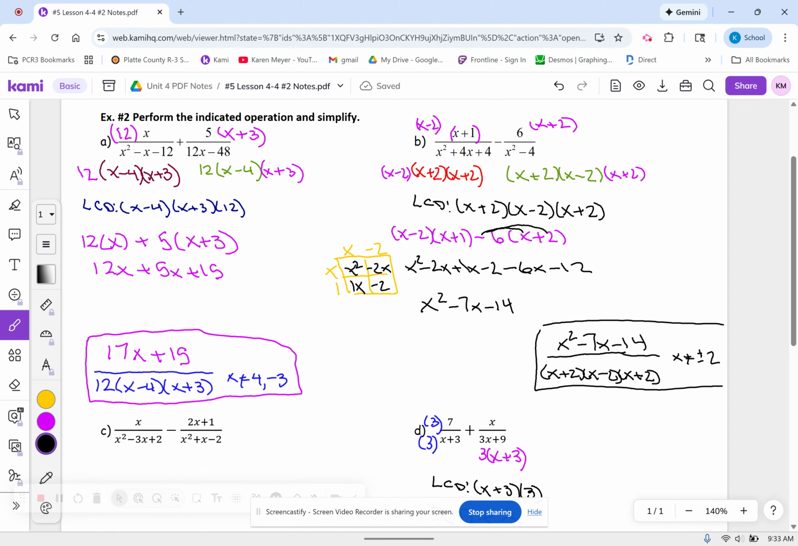So the biggest part that people mess up on, with distributive property or with subtraction, is the distributive property part here. If you have a subtraction sign between the two fractions, you must take this negative sign and you must distribute it to the second parts of the fraction. Okay, so let's try it again.